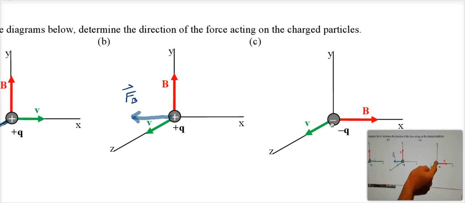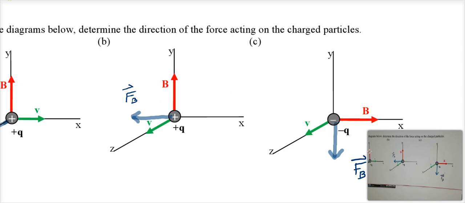However, this is a negative charge, so we'll be doing the opposite of that. So the magnetic force will be along the negative y-axis. So it'll be along here. So that will be our direction of our magnetic force. So you could use your right hand, but then you have to remember that the direction is going to be in the opposite direction that you determined for a positive charge.